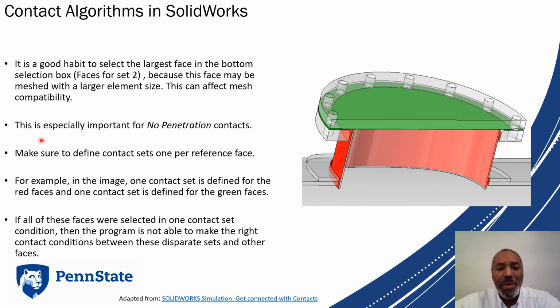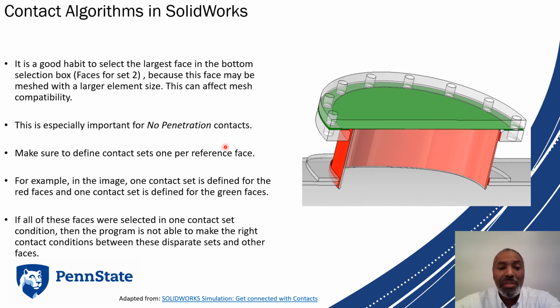Okay, this is an especially important concern for no penetration contacts because, as I said, you're actually trying to look at the intersections of those surfaces. And if your program thinks that the surfaces that it's trying to combine are these large complex things, then what you will have is more difficulty trying to solve that problem.